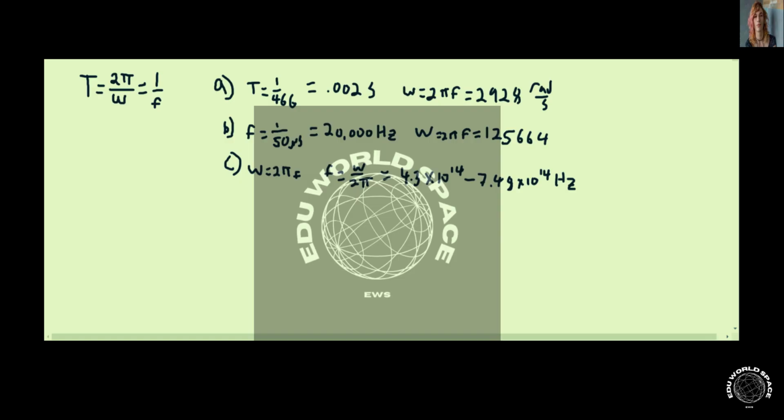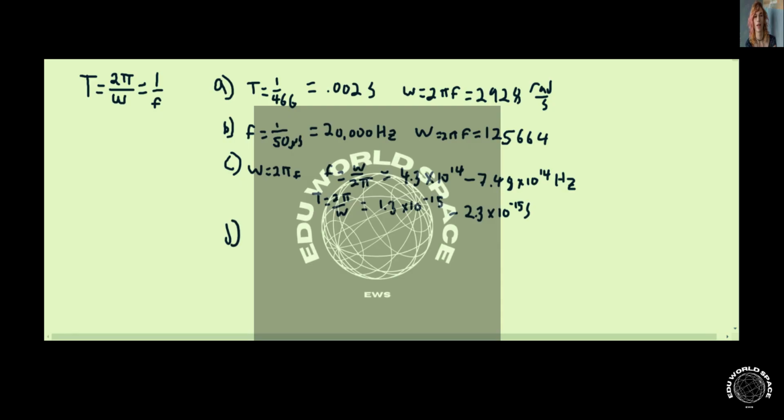Then when we're changing to period, we're going to have T equals 2 pi over omega. And when we plug in those numbers, we're going to get that the period here is going to go from 1.3 times 10 to the negative 15th all the way up to 2.3 times 10 to the negative 15th seconds. All right, let's look at the last problem, problem D.